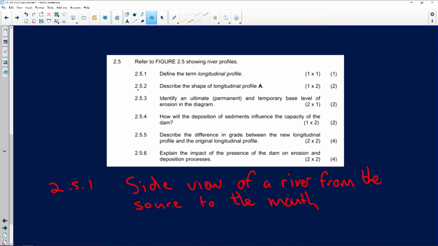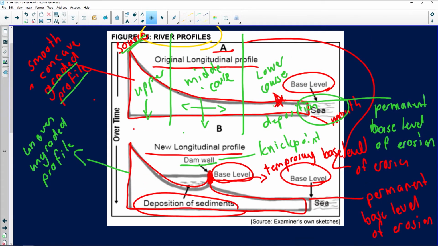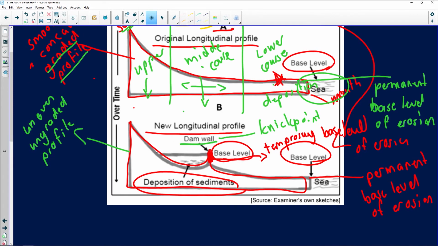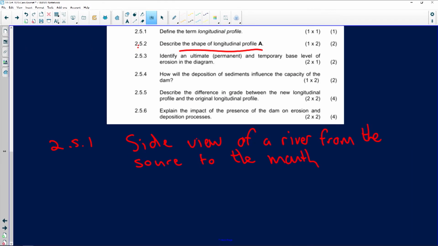Now, like I explained earlier, 2.5.2, describe the shape of the longitudinal profile A. Okay. First of all, I've mentioned it's concave. We can also mention it's very steep in the upper course, less steep in the middle course, and gradual in the lower course. So, I'm just going to write the correct term over there, and we're going to say it's concave. It's got a concave shape, and I'm just going to, for you to remember, we refer to it as graded. Okay.